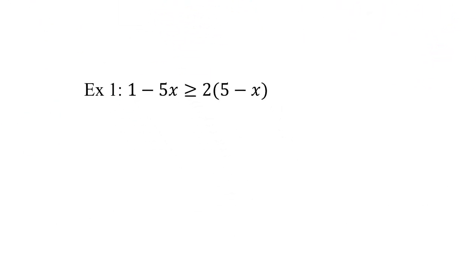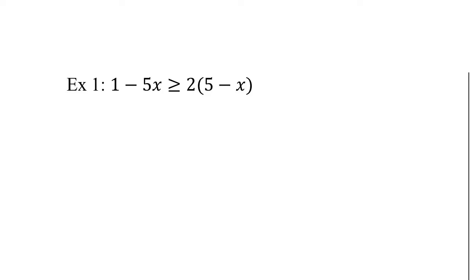So example 1, solve for x. 1 minus 5x is greater than or equal to 2 times the quantity 5 minus x. So first step in regular solving is distribution. So I'm going to distribute my 2. So 1 minus 5x is greater than or equal to 10 minus 2x.